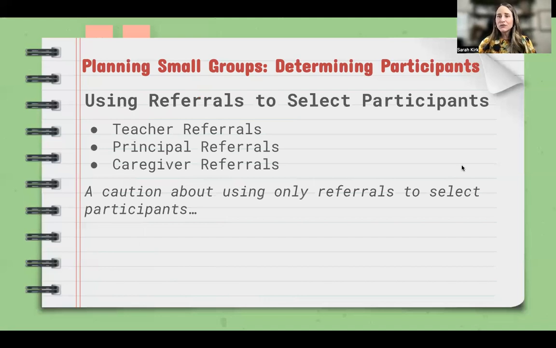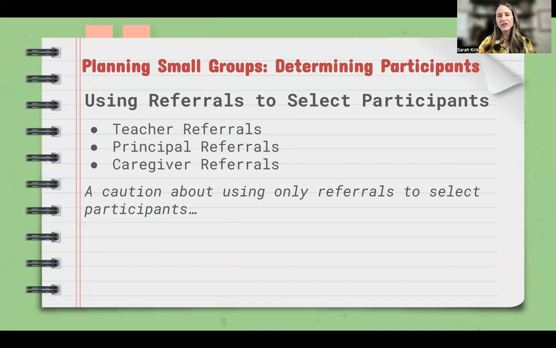We can also use referrals, our teacher referrals. Often teachers will come to us and say, I have this student struggling with this. Could they be in your small group? Or could you help them with something? You could say, oh, I'm running a small group on that, or I'm planning to. Yes, I'll put them on my list.